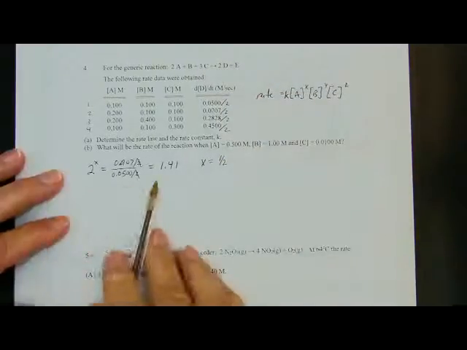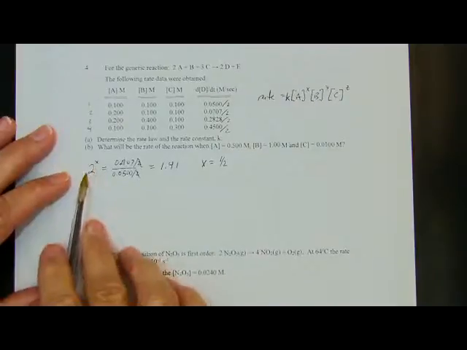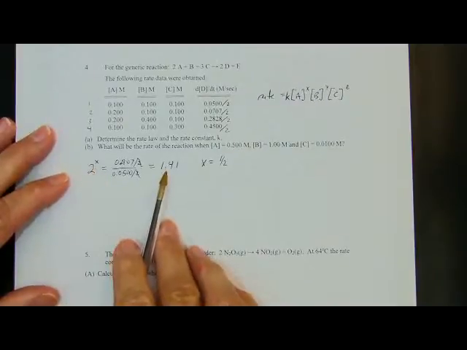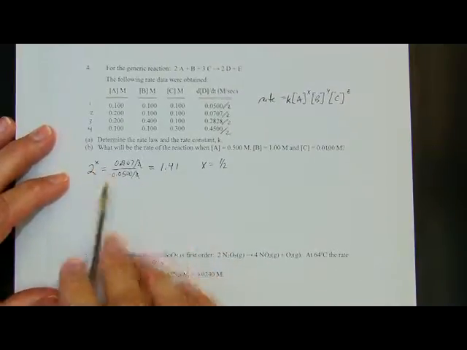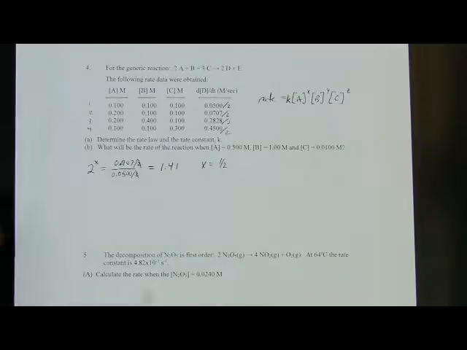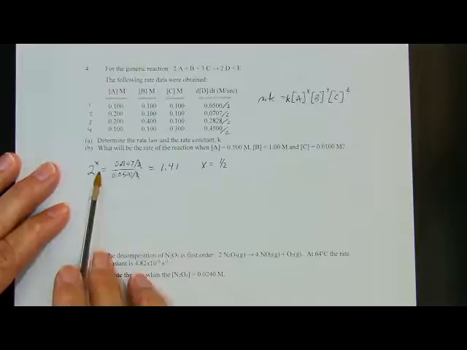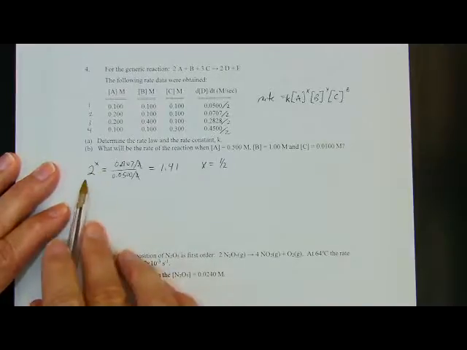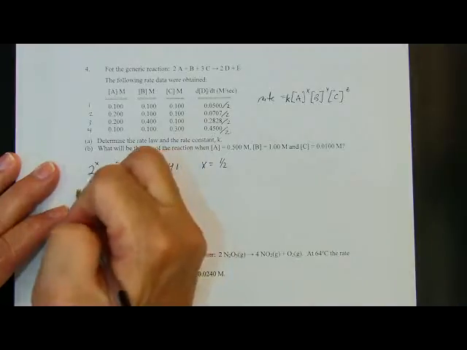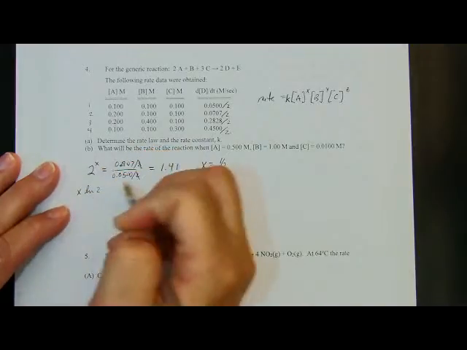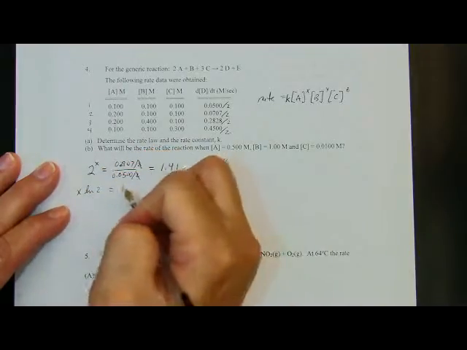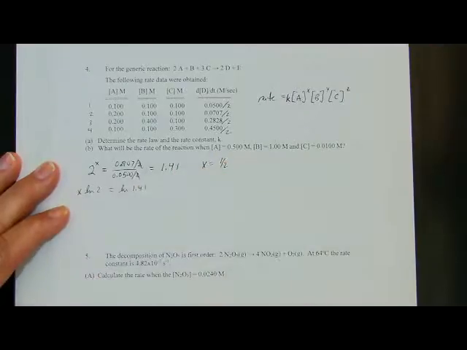The way you would do that if you don't see that, so the square root of 2 is in fact equal to 1.4, right? So that's correct. But let's say you didn't see that. How would you mathematically solve for x? Take the log of both sides. So if I take the log of that side, what do I get? x log of 2 is equal to the log of 1.41, right?